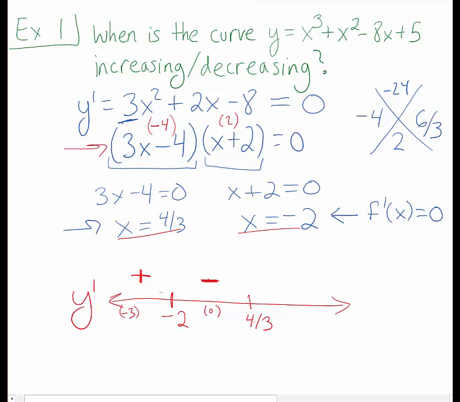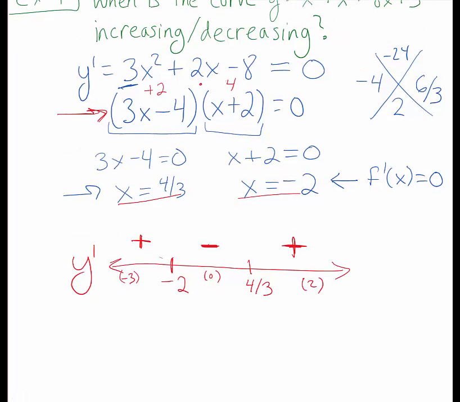And then I'm going to pick a number bigger than 4/3, let's pick 2. And when I go back in and plug it in, 3 times 2 is 6, minus 4 is 2, so that's a positive number, times 2 plus 2 is 4. Again, a positive number. 2 times 4 is 8, which is again positive.